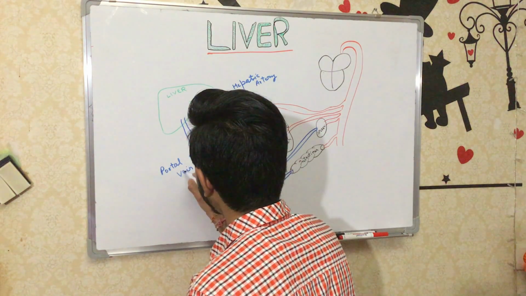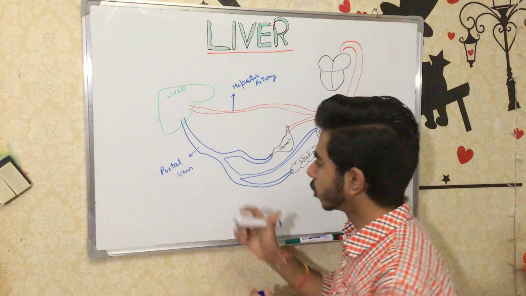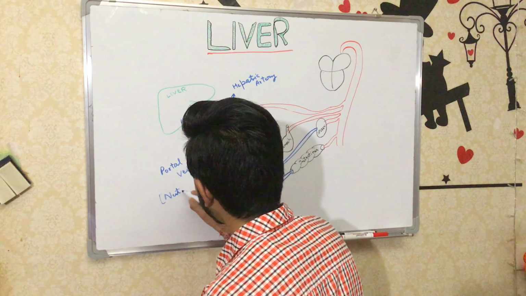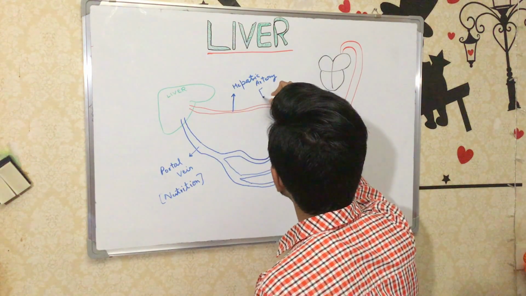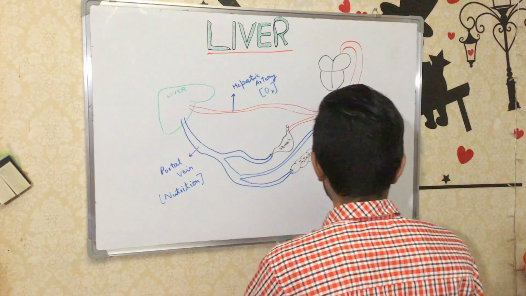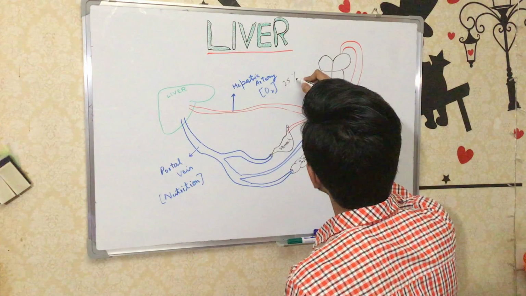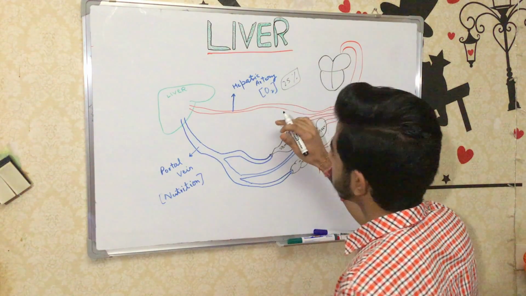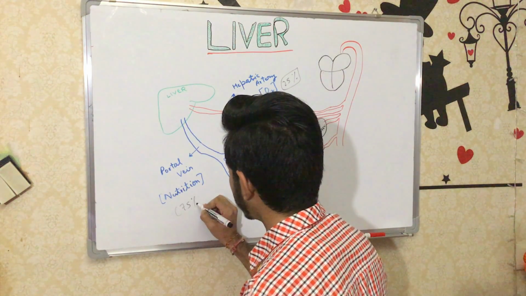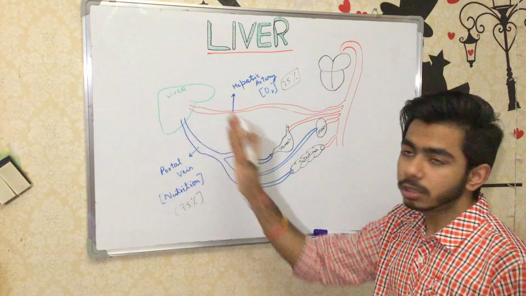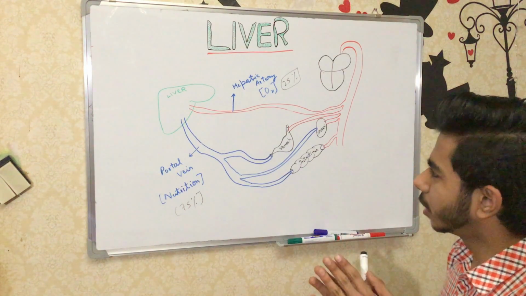And actually the portal vein is carrying about 75% of blood, which is carrying mainly the nutrition. So the portal vein is carrying the nutrition with it, and the hepatic artery is carrying mainly the oxygen. About 25% of blood is carried through the hepatic artery to the liver, and about 75% of blood is carried through the portal vein to the liver. So this is the overview of the blood supply to the liver, how the liver is getting the blood.